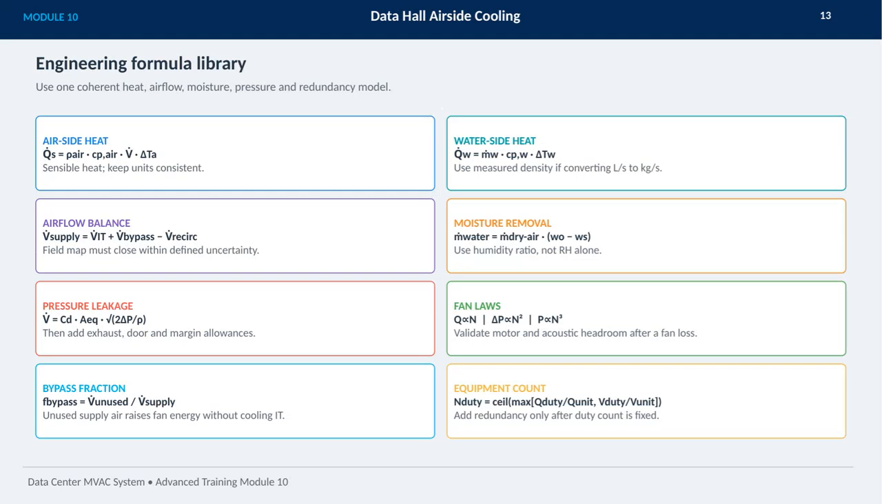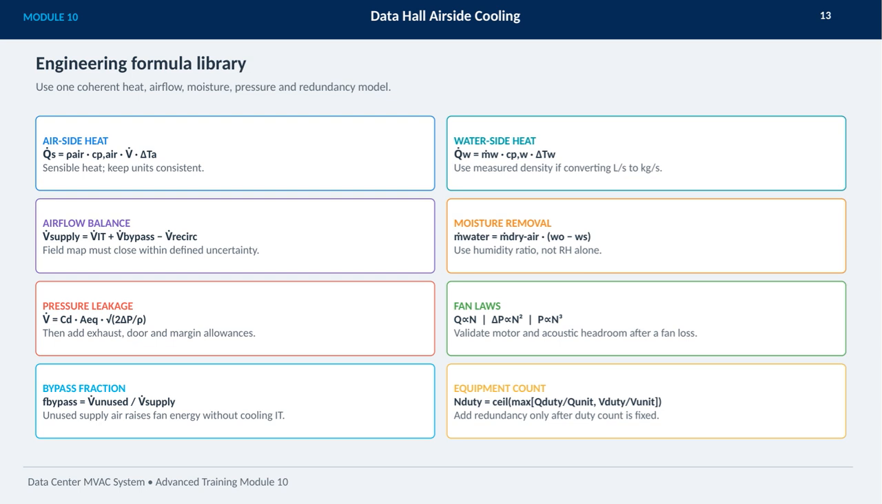In this module, we're diving into Data Hall Airside Cooling with a focus on key engineering formulas. We use one coherent model that integrates heat, airflow, moisture, pressure, and redundancy for accurate system analysis. Starting with airside heat, represented by the formula Q sub S equals air density times specific heat capacity times airflow volume times the temperature difference. Keeping units consistent is crucial here.